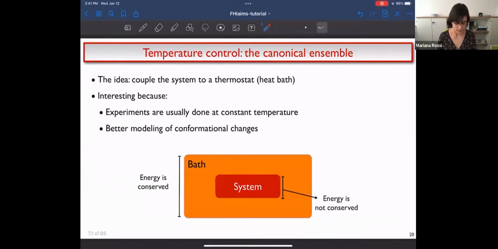Okay, so I'll take the last 10 minutes maybe of the talk to add a few words about how you can do other ensembles and give you an example of what you can do with them.